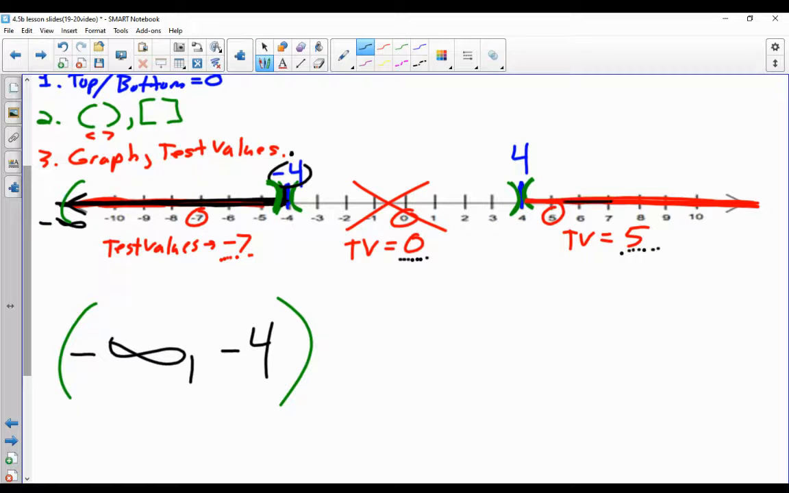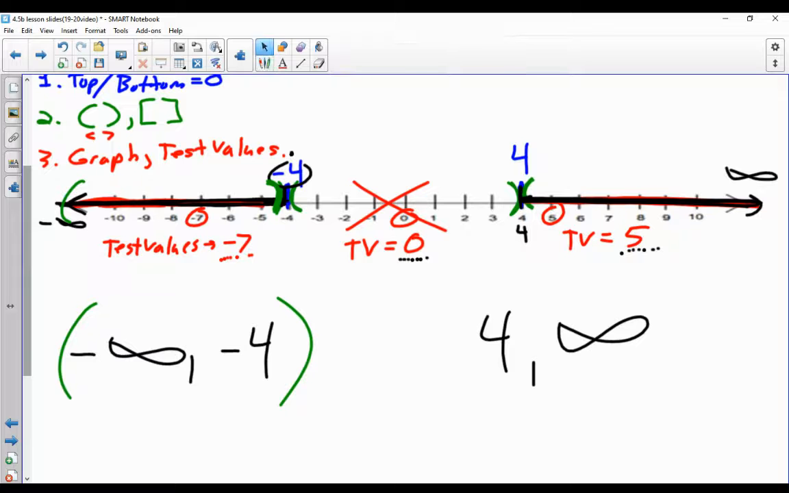But now let's look at our second interval that we shaded. And it looks like it goes from 4 all the way to positive infinity. So for that interval, we're going to go from 4 to infinity, because that's where we shaded, right here at 4 all the way to infinity. Now what about the open or closed brackets? Infinity will always get open. Positive 4 looks like we put an open parenthesis, so we put an open parenthesis there. So those are our two intervals in interval notation.